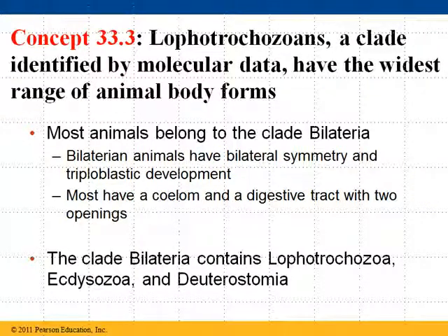Alright, moving up the line to even more complex creatures, concept 33.3. Here is that word that's going to kill me every time. Lophotrochozoans. Lophotrochozoans is a clade identified by molecular data and have the widest range of animal body forms within the invertebrates that we're going to take a look at.